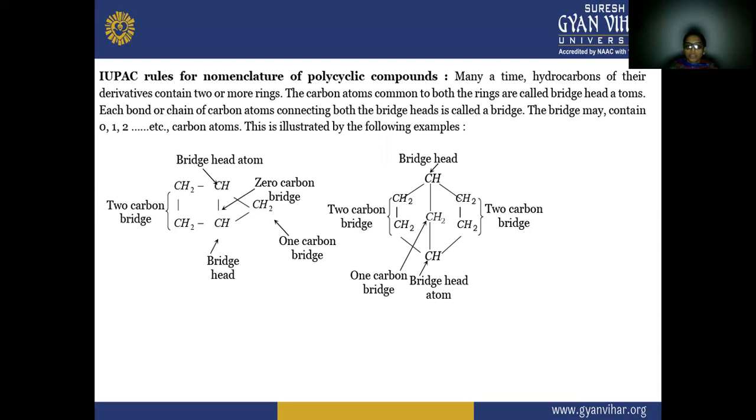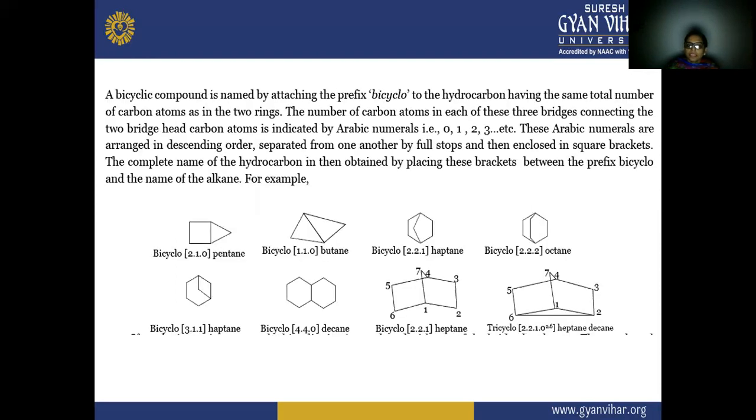So this is the bridgehead atom. So a bicyclic compound is named by attaching the prefix bicyclo to the hydrocarbon having the same total number of carbon atoms as in the two rings, and the number of carbon atoms in each of these three bridges connecting the two bridgehead carbon atoms is indicated by the Arabic numeral, that is 0, 1, 2, 3. And these Arabic numerals are arranged in descending order, separated from one another by full stops, and then enclosed in square brackets. So the complete name of the hydrocarbon is then obtained by placing these brackets between the prefix bicyclo and the name of the alkane.